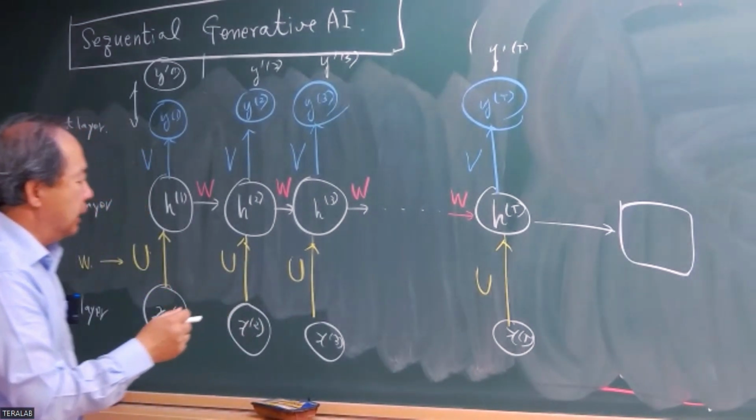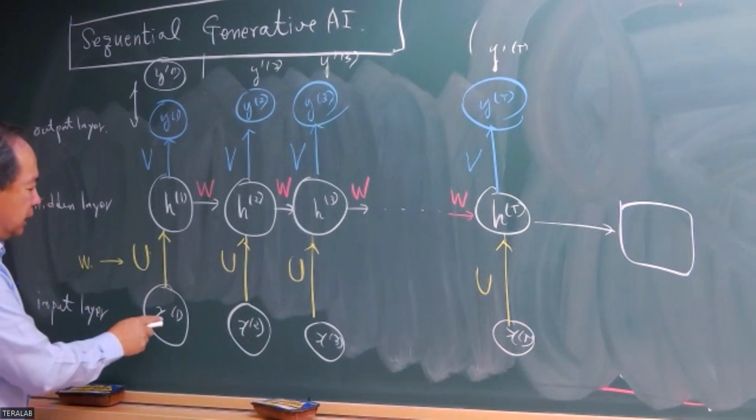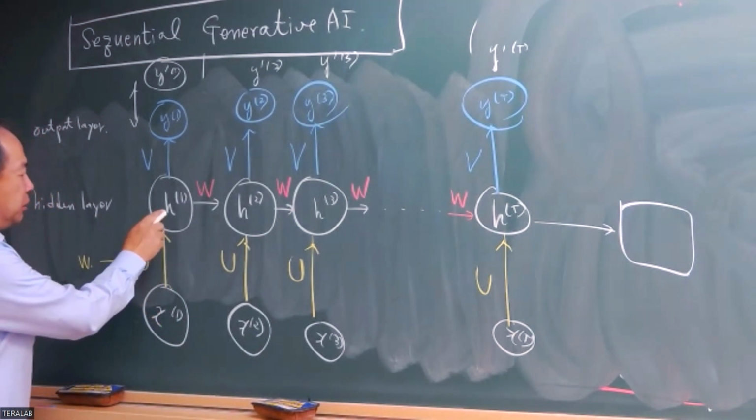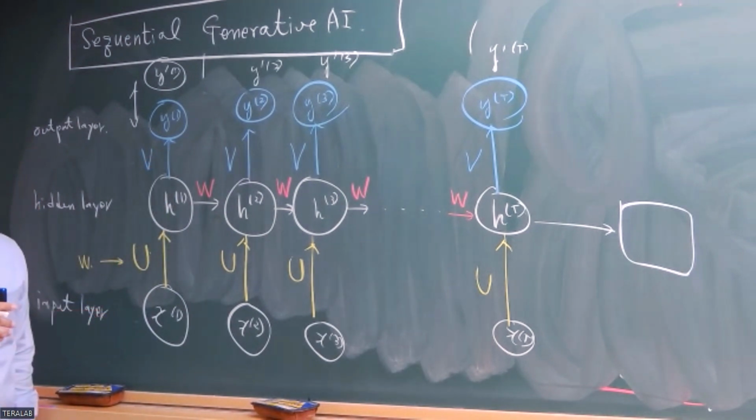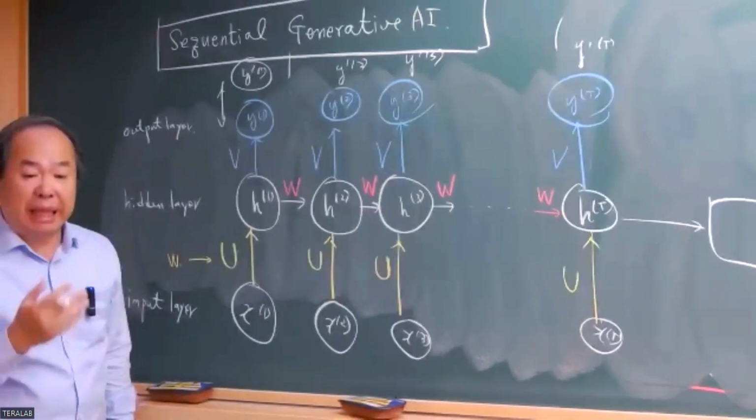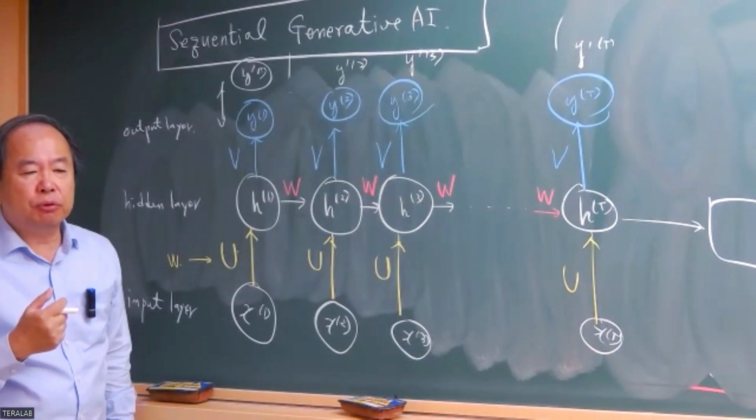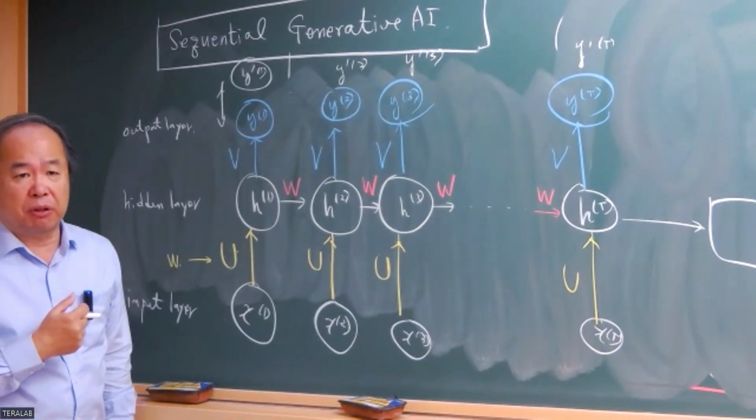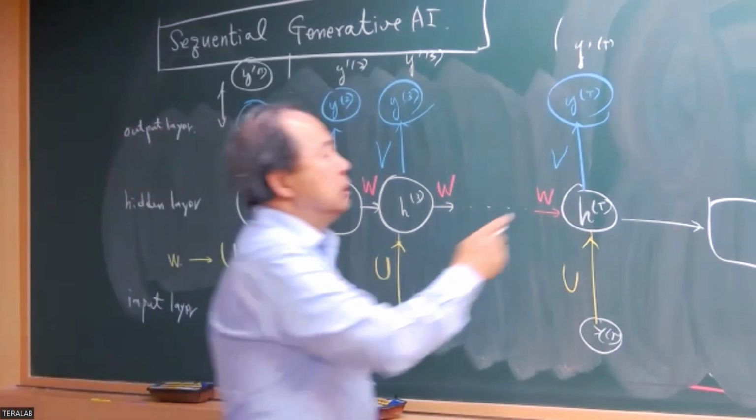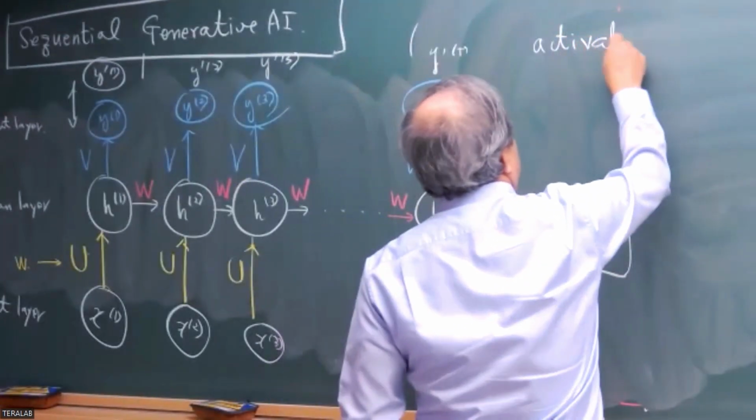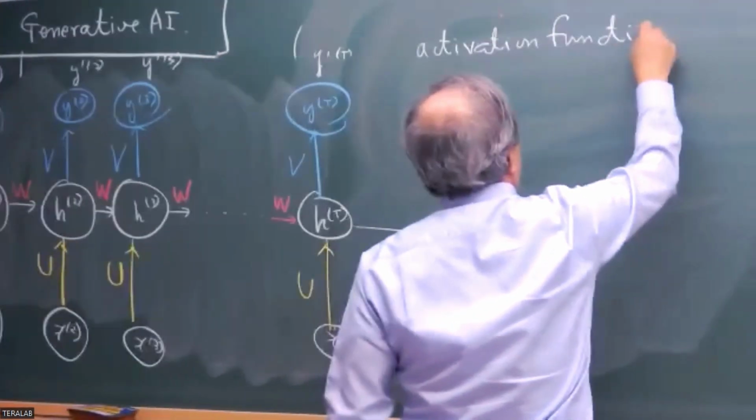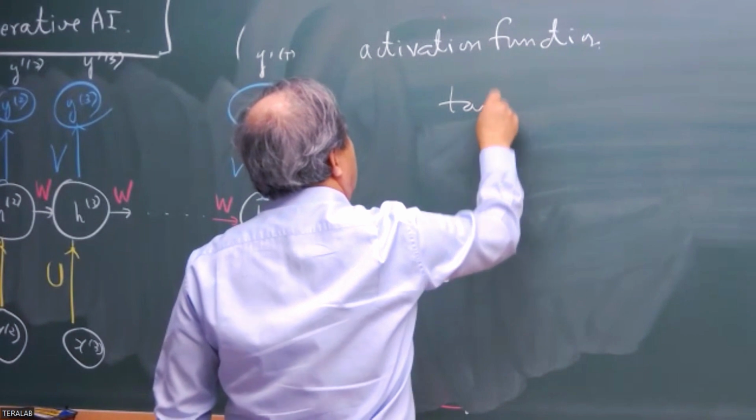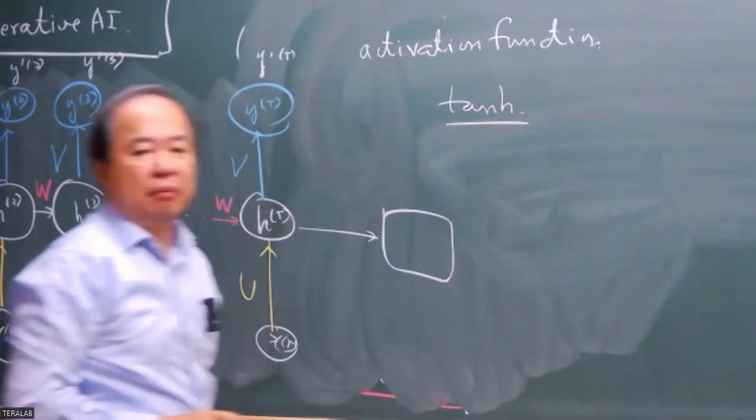I told you that when we are connecting the input vector to the hidden layer, and the hidden layer to the output, we have to have a neural network. That means we have to define an activation function. And here, the activation function used is the tangent hyperbolic function.